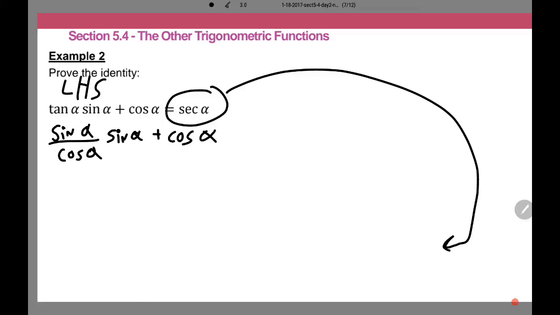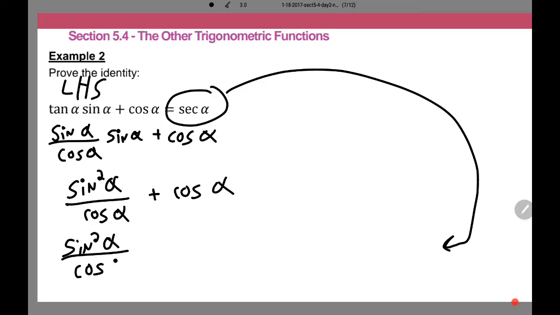It's way more complicated. So, a couple things here. I've got sine of alpha times sine of alpha. So that ends up being sine squared of alpha over cosine of alpha plus the cosine of alpha. Now, just like before, we have a fraction, and I'm adding something else on. So in order to add that something else on, I got to have a common denominator.